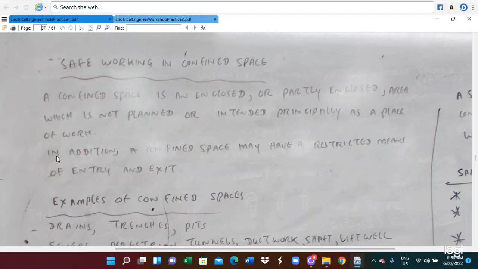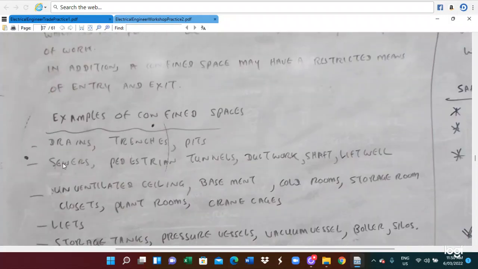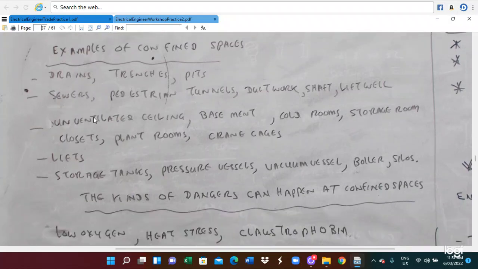Therefore, when you are working in a confined space, appropriate restrictions are set up for the confined space. So you need some appropriate training to work in the confined space. Examples of the confined space are the drain and the transit pit, sewer, pedestrian tunnel, downpipe, and the shaft and the lift well, unventilated ceiling, basement, cool room, storage room, enclosed plant room and the clean gauge. In the meantime, the storage tank, pressure vessel, boilers, so those are the examples of the confined space.